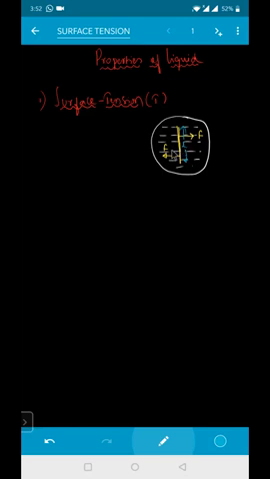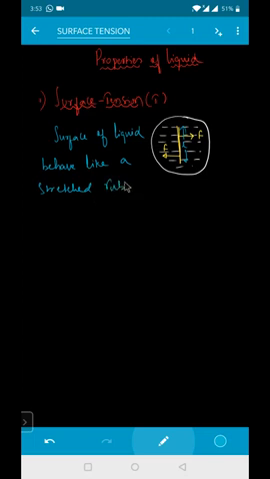And you remember that the surface of a liquid will behave like a stretched rubber sheet. Surface of liquid behave like a stretched rubber sheet.